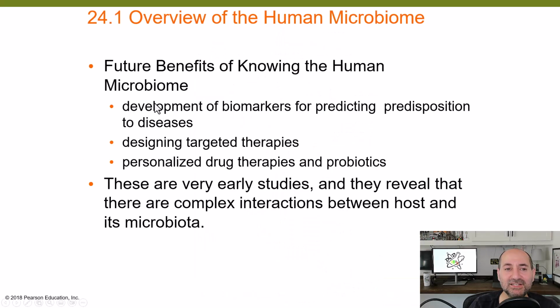Now, what are some of the benefits of knowing the human microbiome and how it interacts with the body? Well, we can develop biomarkers for predicting predisposition to diseases that are caused by those types of organisms. We could design targeted therapies against those diseases. We could personalize drug therapies and probiotics based on your gene types, based on your genetics. These are very early studies, however, but they do reveal that there are complex interactions between host and microbiota. Later in this chapter, we're going to be looking at how your gut microbiota can actually affect your weight, which is a very interesting study.